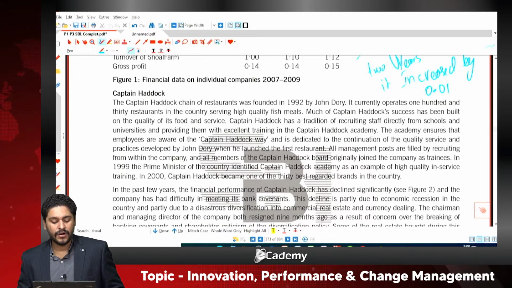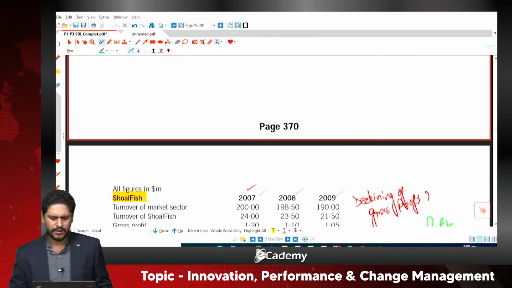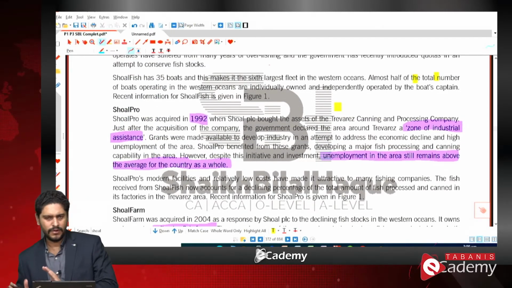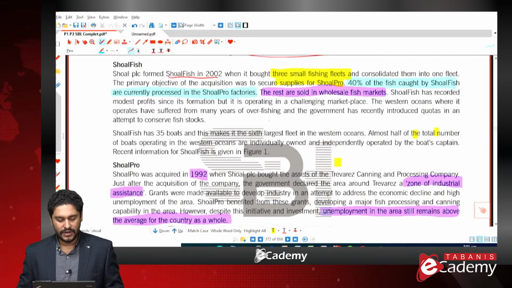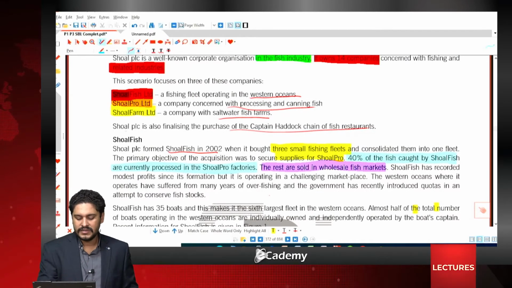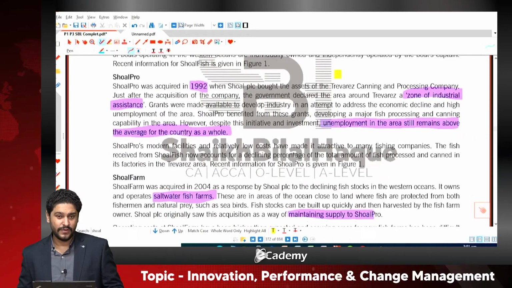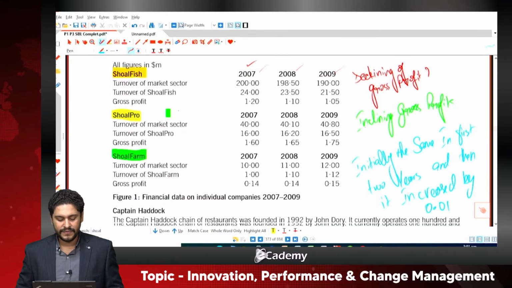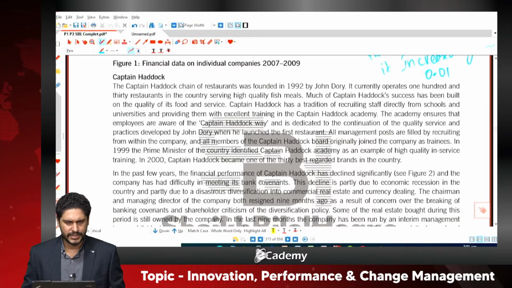Now, the financial data on individual companies from 2007 to 2009. Captain Haddock. Now, who was Captain Haddock? I don't remember about Captain Haddock, so what I can do is always go back to the question. This is a strategy that you can follow in your real examination as well. I can relate to a line which says Shoal PLC is also finalizing the purchase of the Captain Haddock chain of fish restaurants. So they are going for the fourth one. Why are they going for the fourth one, and is it viable or something we may call a foolish approach?